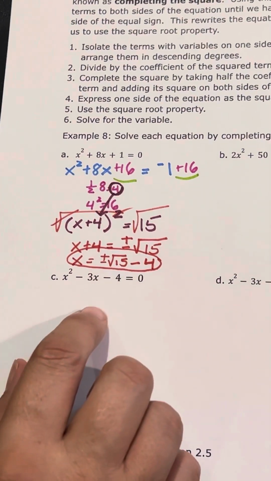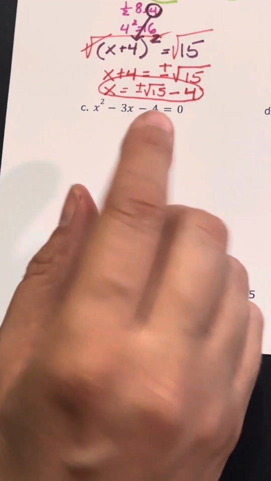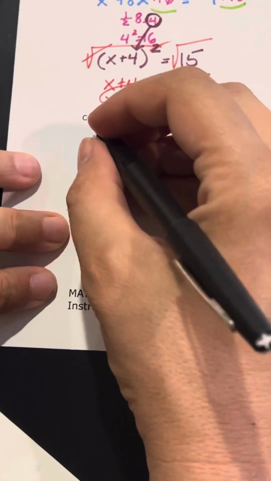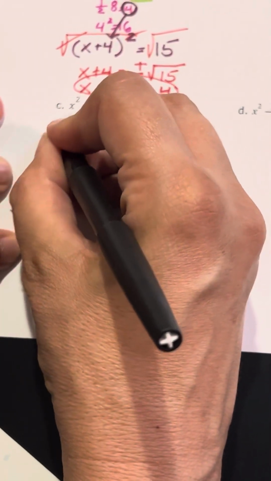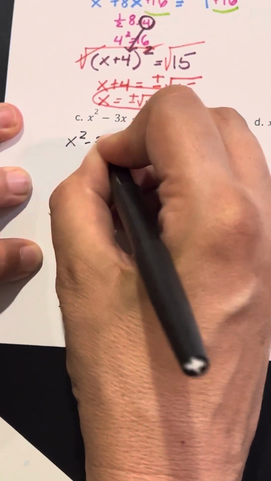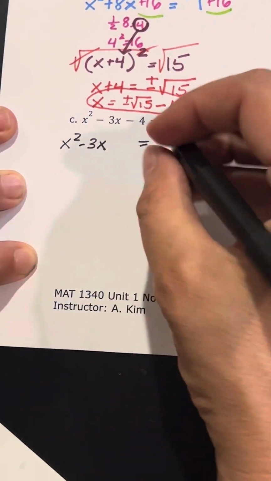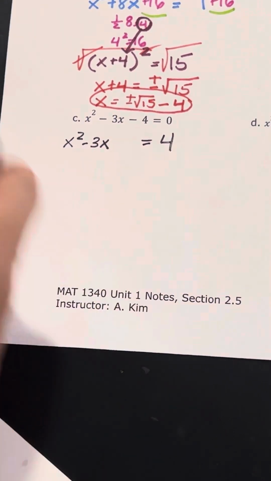So let's do this one here. This next one, I'm just going to skip down to C, and then we'll go to the other side. All the x's on one side and the numbers on the other. x squared minus 3x, leaving a space, equals plus 4 on both sides. We get a 4.